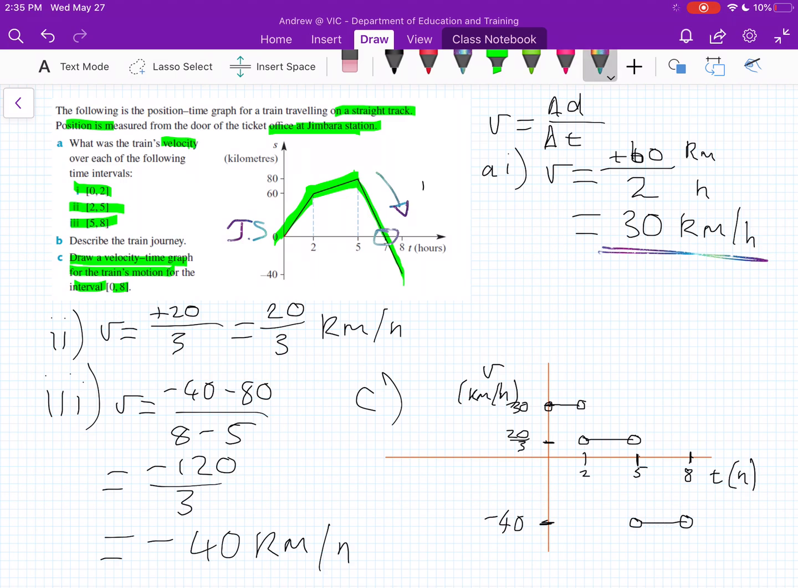Hopefully you can see that from 0 to 2 hours, the train was travelling at 30 kilometers an hour. From 2 to 5, it was travelling at 20 over 3 kilometers per hour. And from 5 to 8, it was travelling at negative 40 kilometers per hour, meaning it was going back in the direction it came from. So this is how you break down some worded questions, explaining how graphs work and relating this to rates of change. Hopefully this helps with breaking down application questions, and good luck.